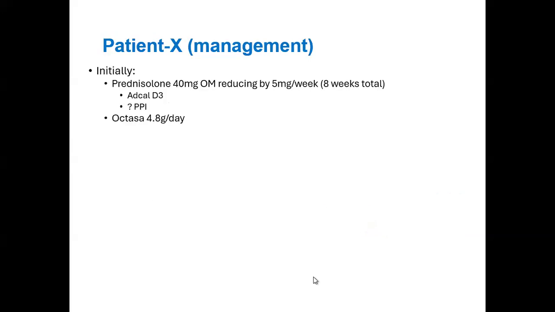So back to our patient. Initially we gave them prednisolone 40 milligrams a day, and we're going to reduce them by 5 milligrams a week, and that's 8 weeks in total. We'd have given them Adcal D3, 1 tablet twice a day while they're on the prednisolone, unless they're already on it from the GP. We wouldn't double up, and we'd start Octasa 4.8 grams a day.